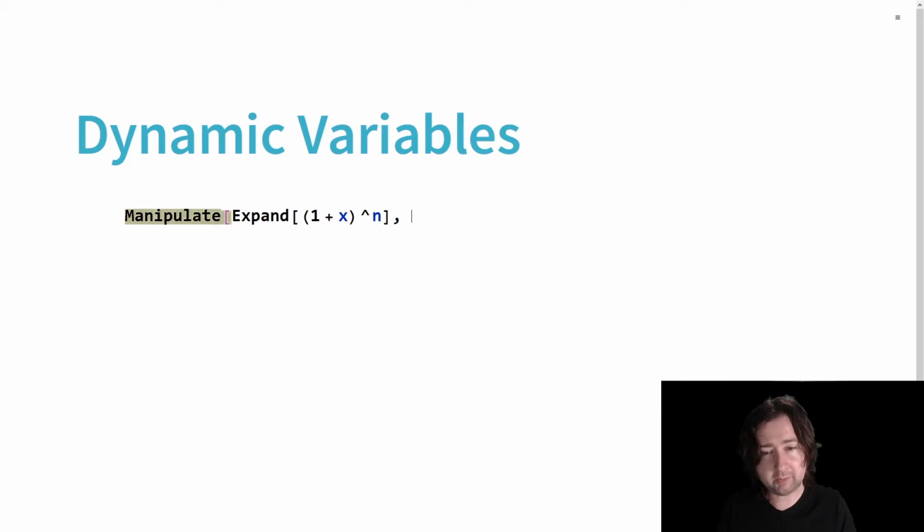But what we can do is tell it that the variable that I want to change is the variable n. And I would like that variable n to take on values between 1 and 10. And I want the step size to be 1. So all I've done here is say that n is supposed to be what's being manipulated. The n values run between 1 and 10.